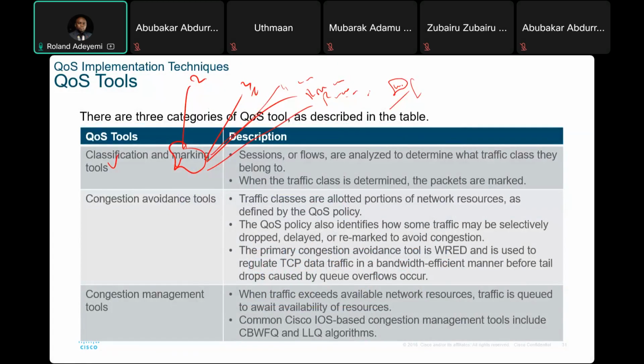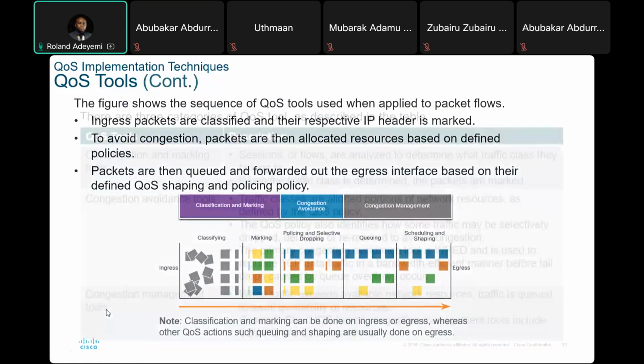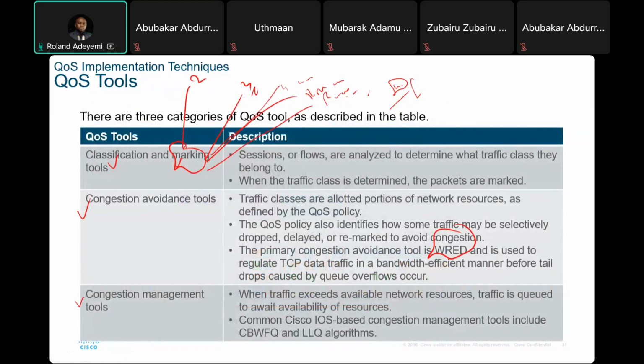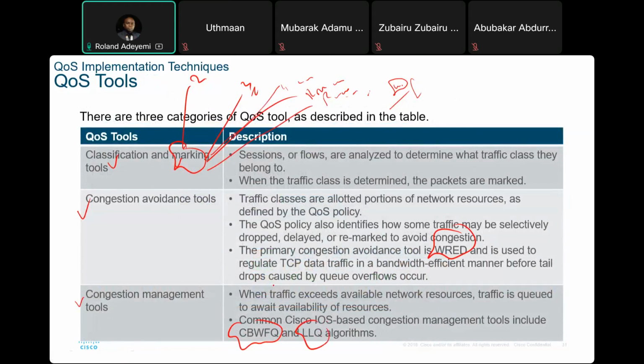So first of all, we classify our traffic, and then we can mark those packets. And then we have congestion avoidance tools. The major one is the one I've talked about, where we don't want congestion to take place. But if congestion does take place, we let the router know how to treat those packets. And then we have other tools, congestion management tools, which help us to manage the traffic in the first place before we start having congestion. That is where you have class-based weighted fair queueing and low latency queueing. These are major tools.